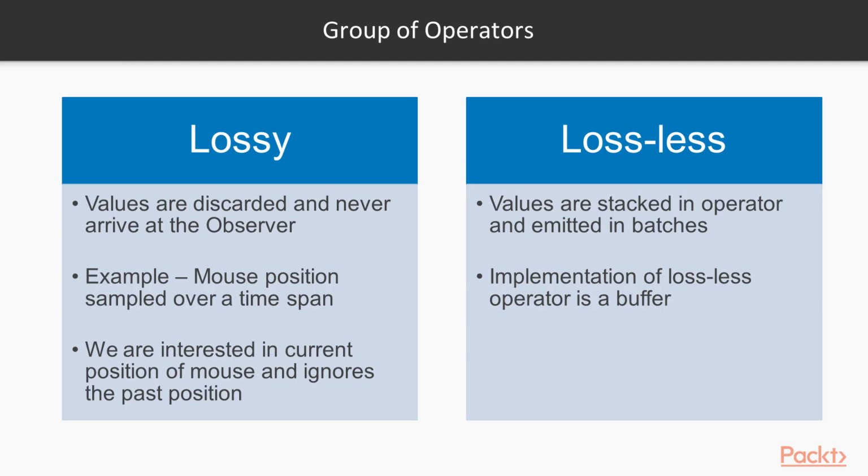There are two groups of operators suitable for backpressure. First group is lossy. In this group, some values are discarded and never arrive at the observers. For example, a mouse position sampled over a certain time span. We are usually interested in the current mouse position right now. We don't care about position in the past, and so this can be completely ignored. Second group is lossless. In this group, values are stacked in operators and are typically emitted in batches. We don't want to lose any data, so a typical inner implementation of a lossless operator is a buffer.